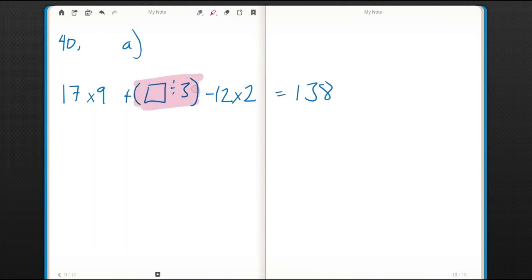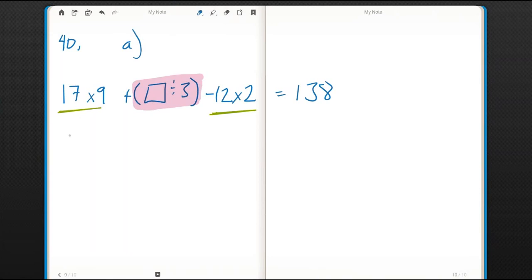All right, so this little pink blob is what I'm supposed to do first, but I don't know what that is. So I'm just going to call it a pink blob for a minute. And sometimes by calling it a pink blob, I'm very purposefully making it sound a lot less complex than square divided by 3. But I can look at each of these and say, well, I know I'm going to multiply 17 and 9, and I know I'm going to multiply 12 times 2, and I'm going to have this pink blob in the middle of it.